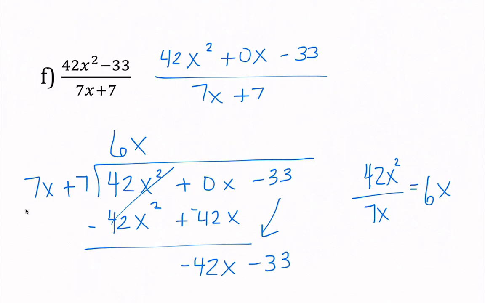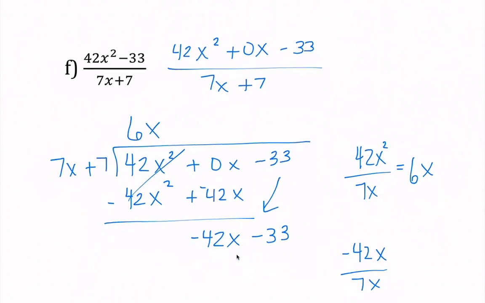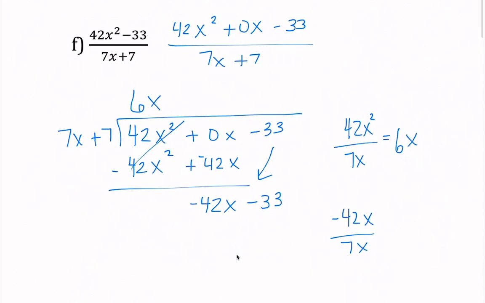We start the process all over again, so now I'm trying to figure out how many times will 7x go into negative 42x. To do that, I take this negative 42x, and I divide by the guy out front, which is 7x. My x on top cancels the x on bottom. Negative 42 divided by 7 is a negative 6, so that minus 6 is what goes on top. And we multiply. I take this negative 6 and multiply by 7x. That gives me a negative 42x. I take this negative 6 and multiply by 7. That gives me a negative 42.